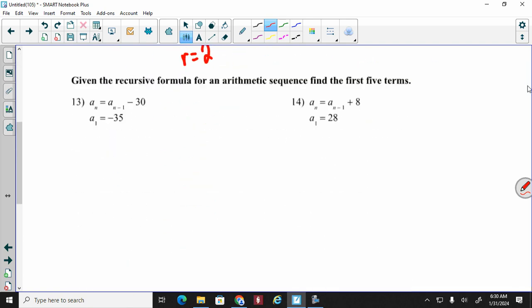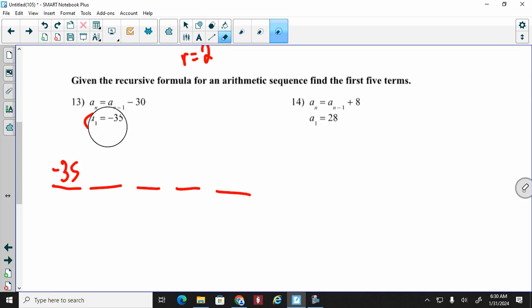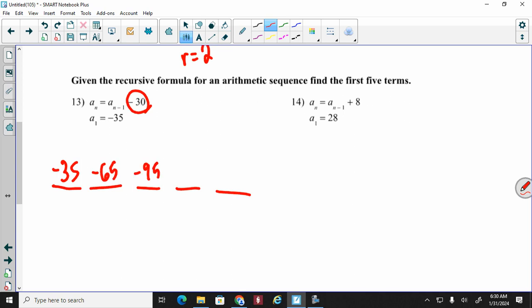All right, moving on. Given the recursive formula, we are trying to find the first 5 terms. So 1, 2, 3, 4, 5. Now, remember, guys, a of 1 is your first term. So first term is -35. Now, if you notice, this is a recursive formula. This tells me what I'm doing every single time. I'm subtracting 30. So that means I'm just going to subtract 30 every single time. Do not let the simplicity cause you problems.